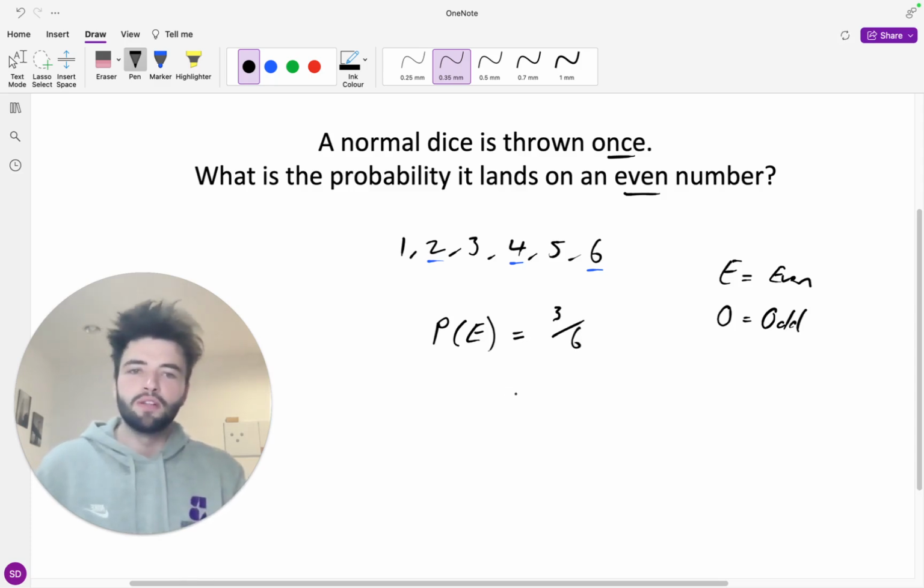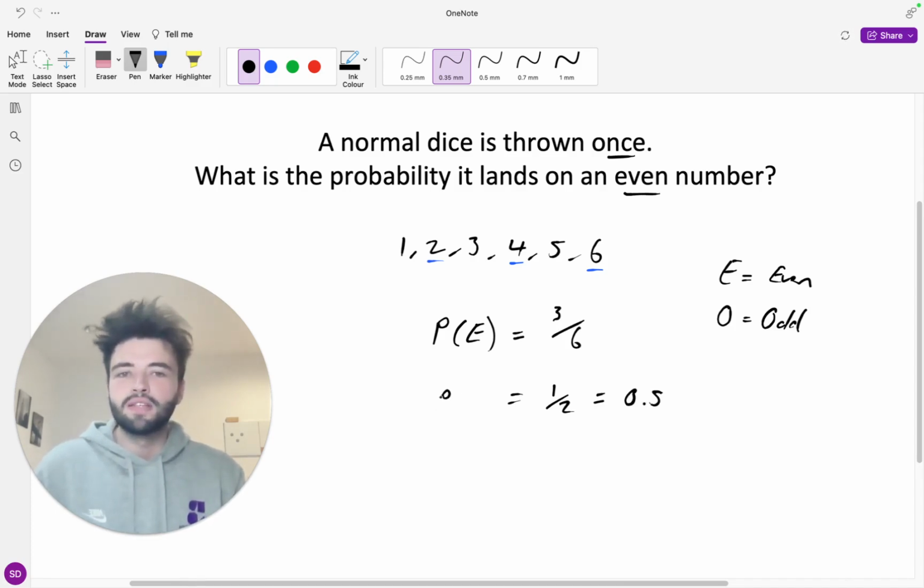And we always express probabilities as a decimal usually, so we need to convert 3 over 6 into a decimal. So we can just convert it to a half first, because 3 over 6 is the same as a half, and as a decimal we know that a half is going to be 0.5, and that means that the chance of getting an even number if we throw one dice is going to be 0.5, and so that is going to be it for this question.